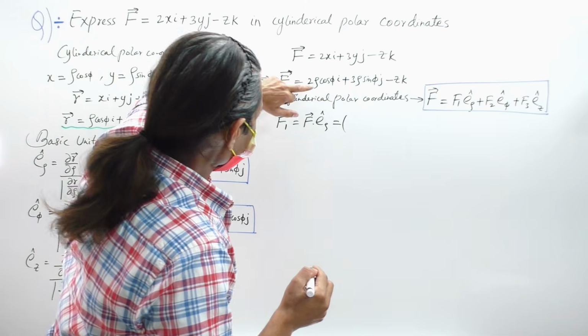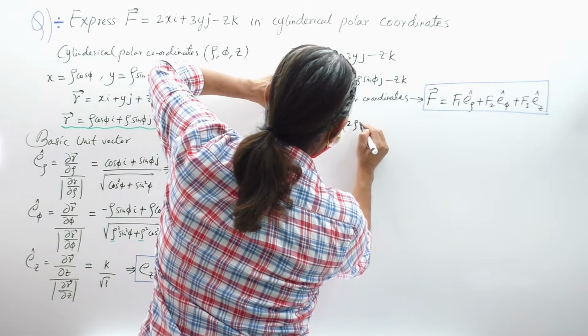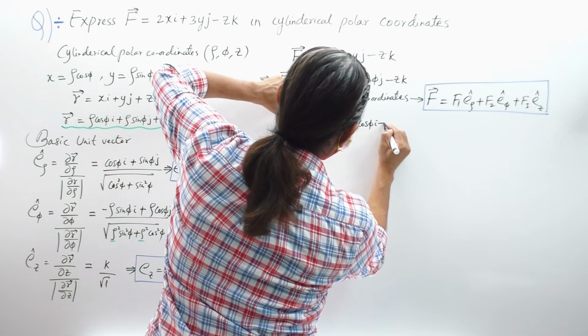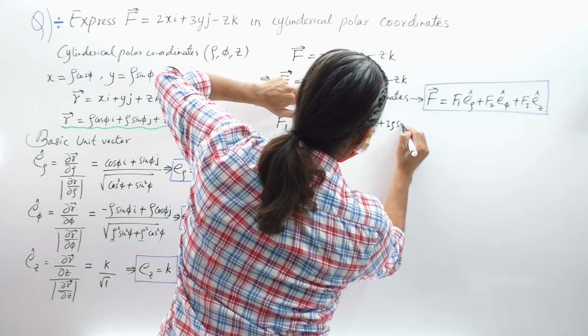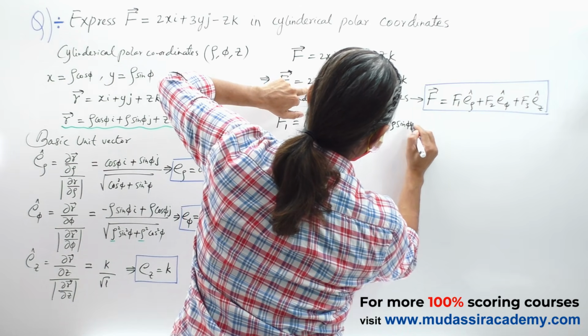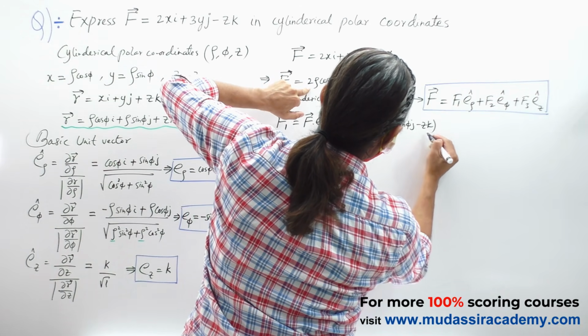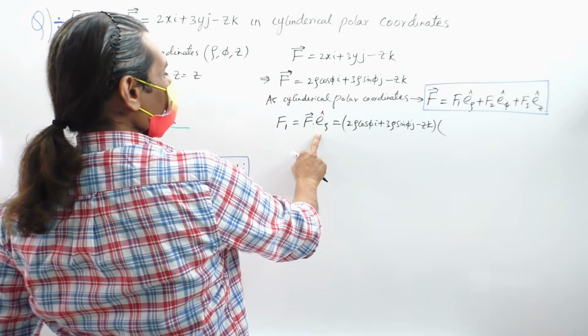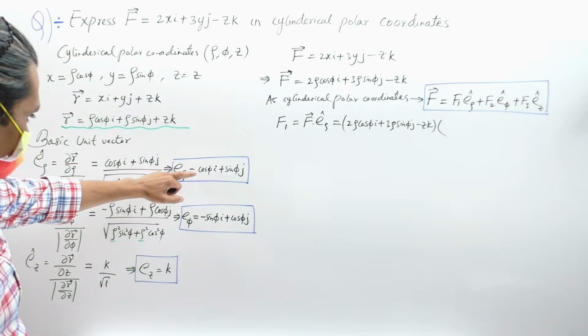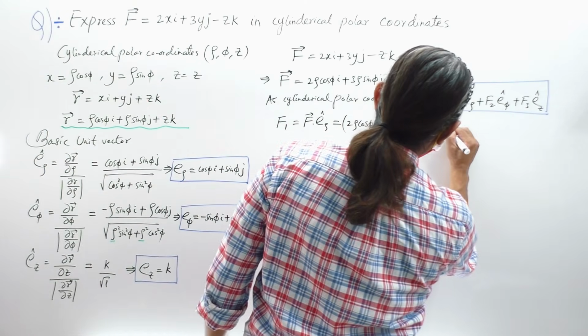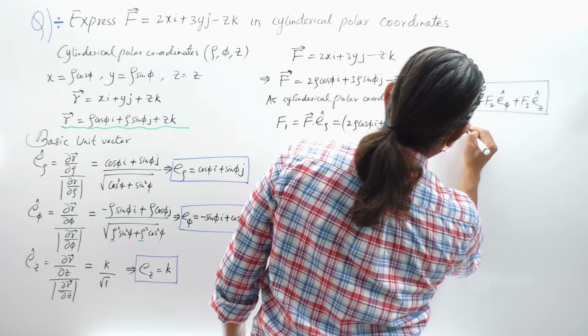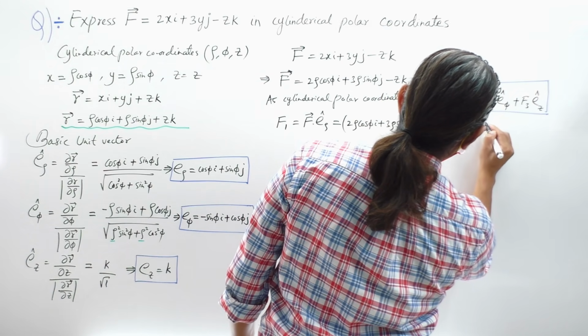What is the F vector? Yeah, we have it here. F = 2ρ cos φ i + 3ρ sin φ j − z k. What is e_ρ here? e_ρ = cos φ i + sin φ j.